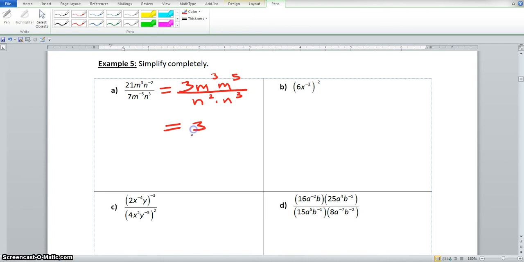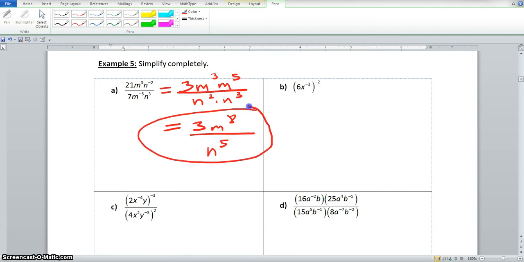So now we have 3. M to the 3rd times m to the 5th is m to the 8th. N to the 2nd times n to the 3rd is n to the 5th, and that is our final answer. Now we go here to B.